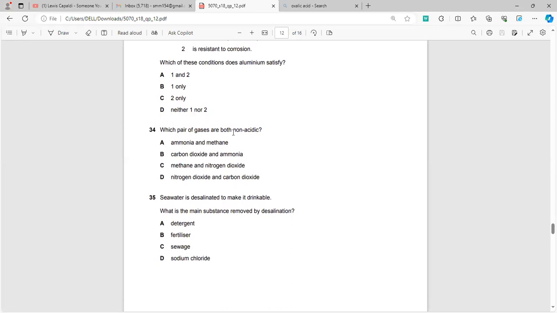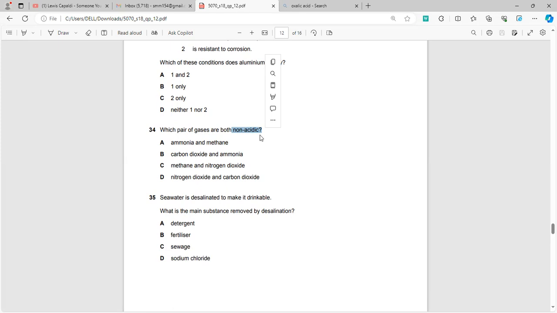Now in question number 34, non-acidic gases are those which are basically not acidic. So out of carbon dioxide and ammonia, we all know that ammonia is a base, and methane is a greenhouse gas. It also contributes. However, the correct option will be shown.